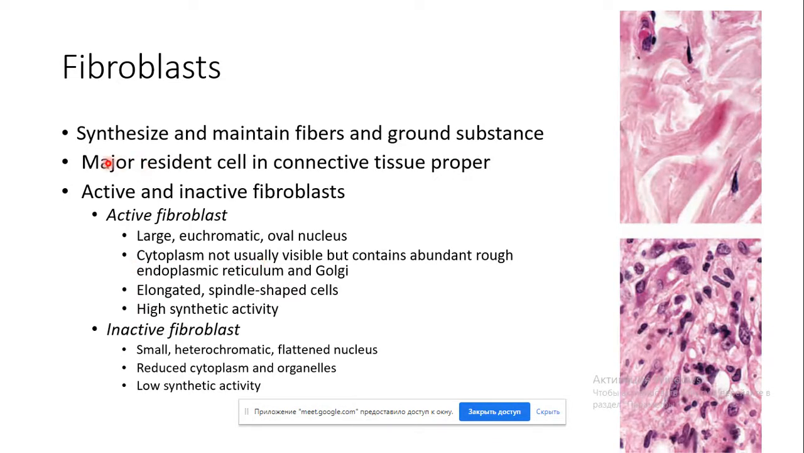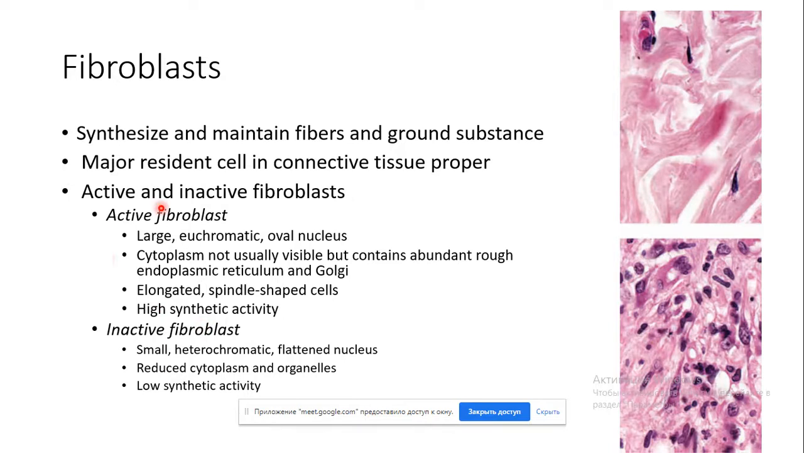Okay, let's talk about fibroblasts. Once again, fibroblasts are resident cells. They are the main cells of connective tissue, one of the most essential cells, because the fibroblast's main action is synthesis of extracellular matrix. It's synthesis of collagen fibers and ground substance, and they maintain the connective tissue on a proper level. They produce elastic fibers also, and collagen fibers. We have two types of fibroblast, which can be seen here: active fibroblasts and inactive fibroblasts.